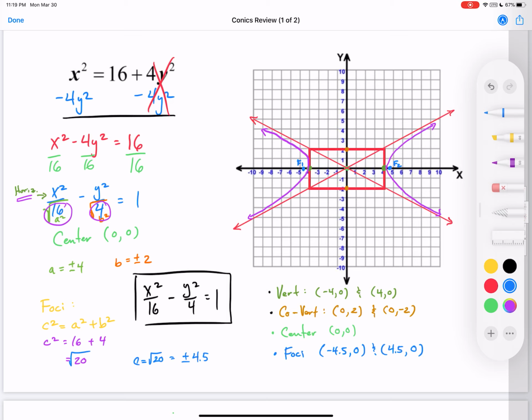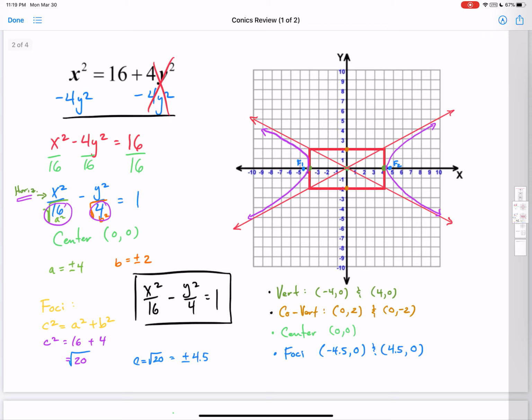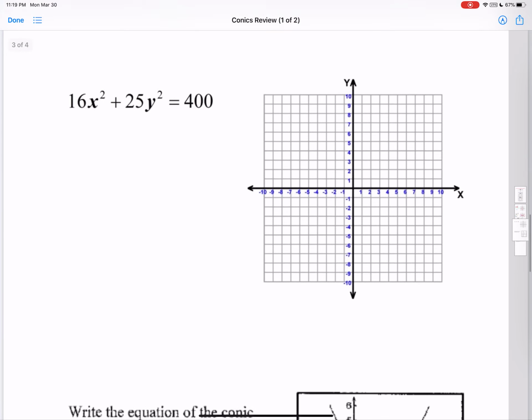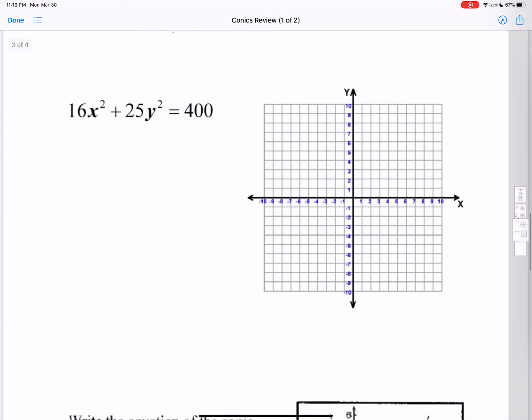Okay, so that's a hyperbola. Let's take a look at another one. Okay, here we have something where the x and the y are already on the left, and we know it's not a hyperbola because it doesn't have that minus sign. So it's either going to be a circle or an ellipse. Well, circles cannot have numbers in front of the x squared and y squared. In fact, we don't have that for any of our conic sections.